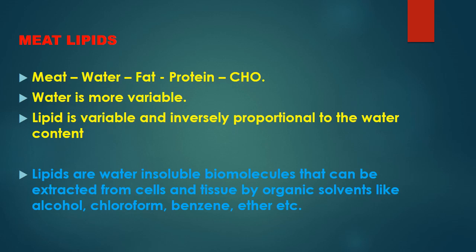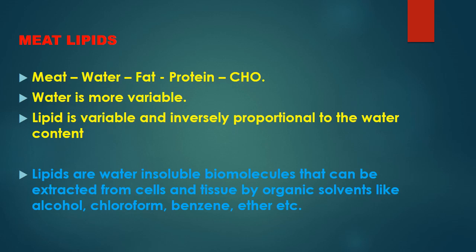Now we will focus in more detail on the meat lipids. As we have seen, in case of meat, the major component is water, and then protein, and next comes the fat, which is around 5 to 6% in lean meat, and a very little amount of carbohydrate. Now this water content is variable in different regions and different species. Whenever the water varies, the fat content also changes proportionately. Rather, it is inversely proportional. When the water content is more, the lipid content will be less. When the water content is less, the lipid content will be more.